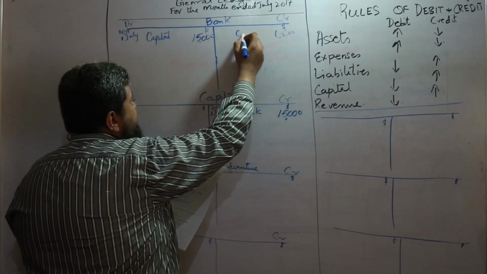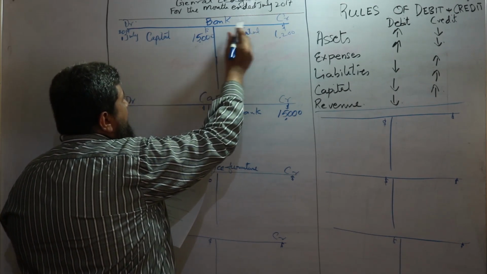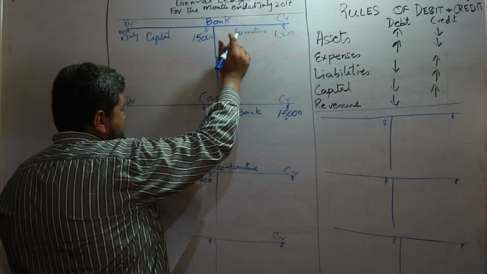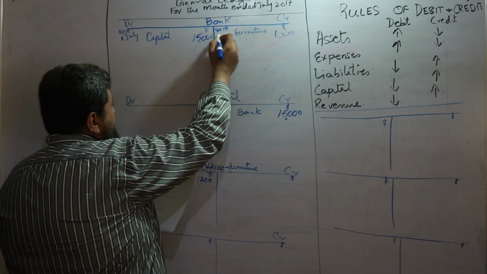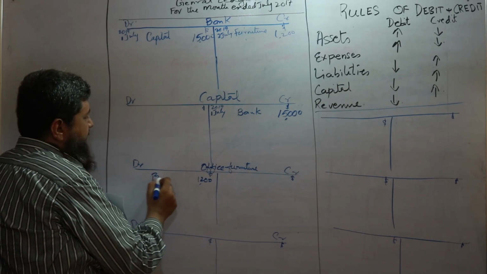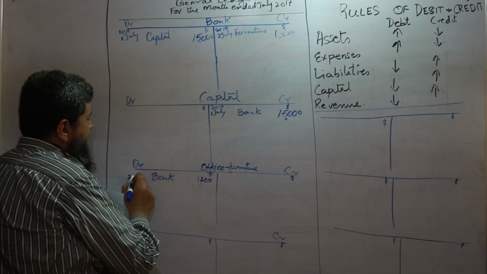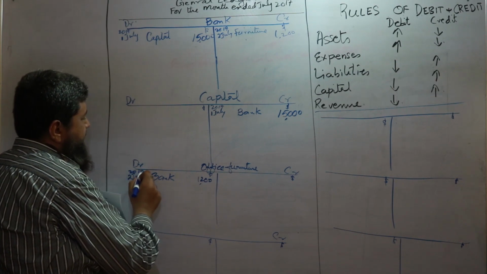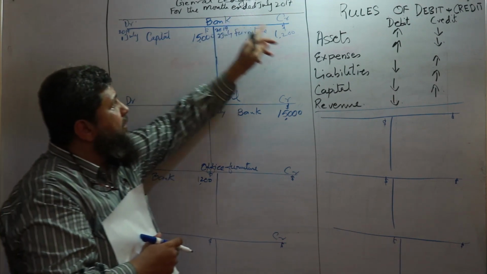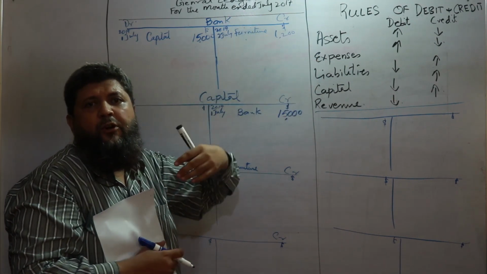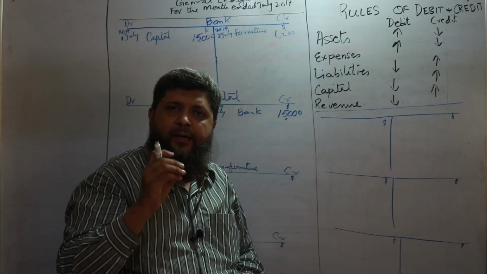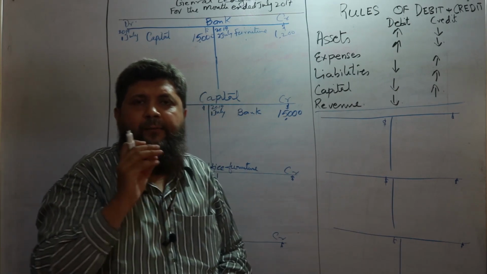$1200 against capital, and we will write against furniture, and we will write the date of 2nd July here, and against office furniture we will write bank on 2nd of July 2017. Furniture debit by 1200 and bank account credit by 1200. This is called posting of a transaction. This English language statement is converted into accounting language by following the rules of debit and credit.